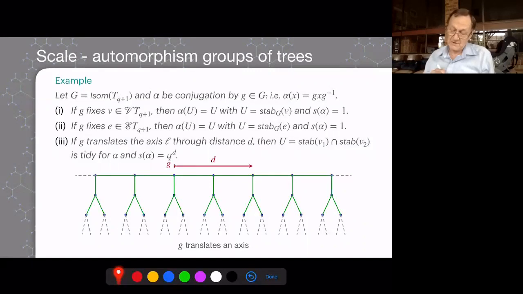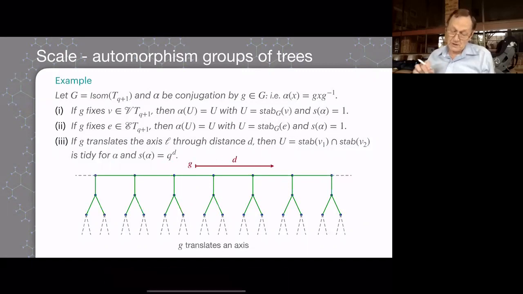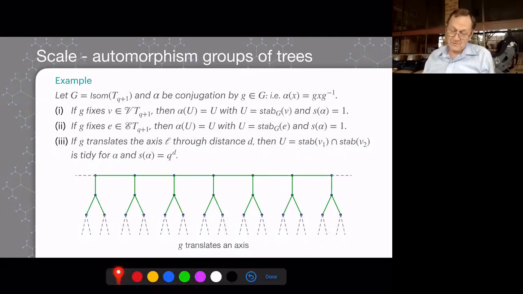So that's a translation of our regular tree. Here we have, in this example, Q equals 2, so every vertex has degree 3. So a tidy subgroup then is found by, say, choosing 2 vertices on this axis and letting U be the intersection of the stabilizers of those vertices. Then this U is tidy for alpha, and the scale is Q to the D, where D is the distance through which the axis is translated.